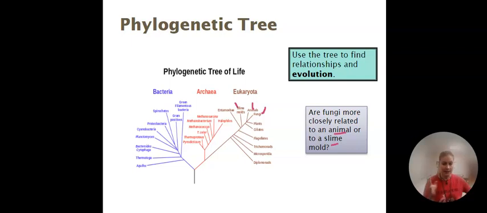Well, the fungi is physically closer to the animal on this tree, and the slime mold is one step away. So fungi are more closely related to animals than slime molds. And I know this because the fungi and the animals are closer together on the phylogenetic tree. Therefore they must share either a more recent common ancestor or more traits in common. But fungi are more closely related to animals because they are closer together on the tree compared with the fungi and the slime mold.